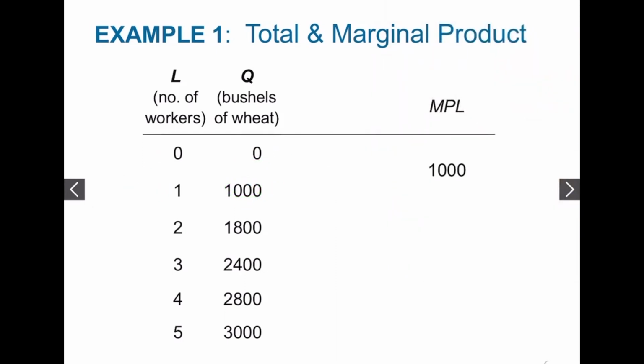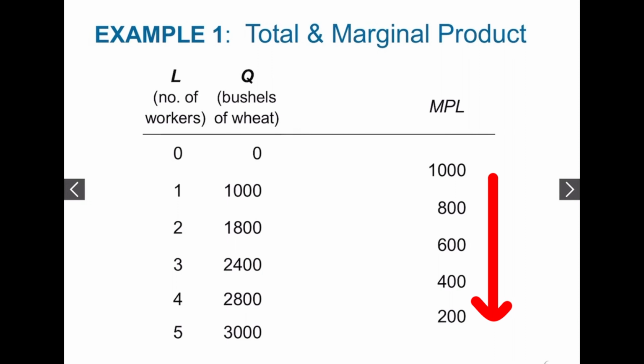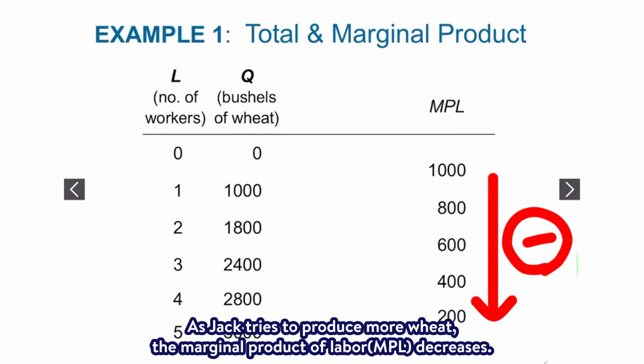And if you notice, as Jack tries to produce more wheat, the marginal product of labor decreases. This is, as I mentioned before, due to several inefficiencies, but for now it is okay to understand that as Jack tries to produce more wheat, there are certain inefficiencies that tend to make the product less and less efficient as Jack tries to increase his total product.